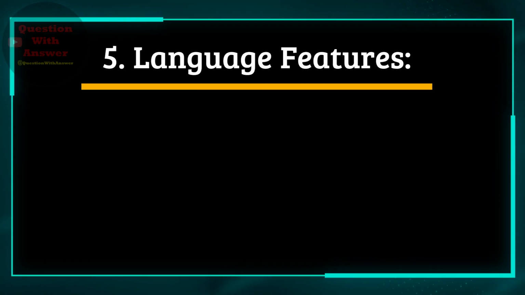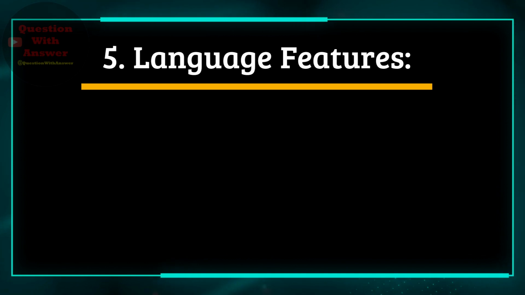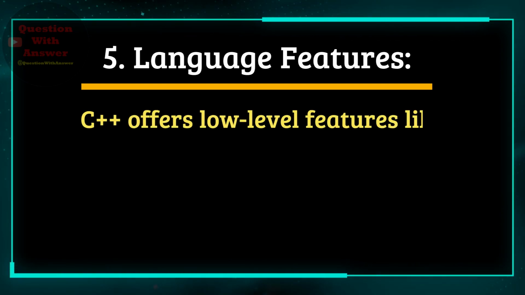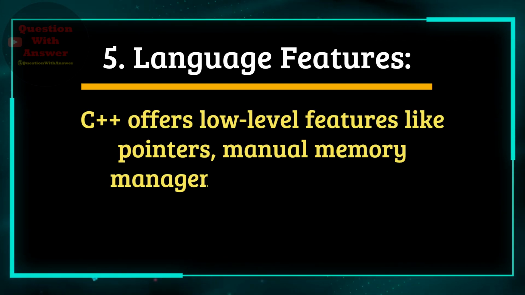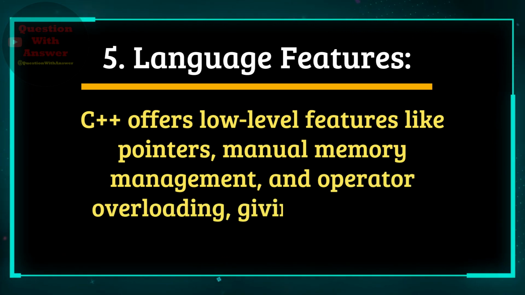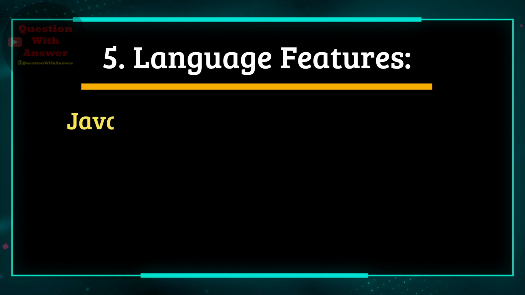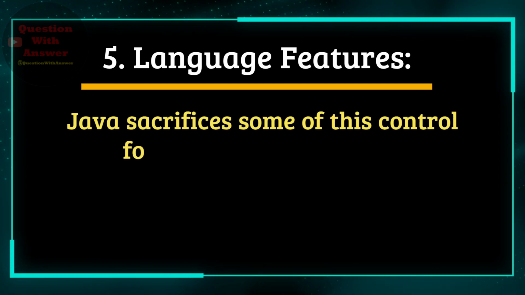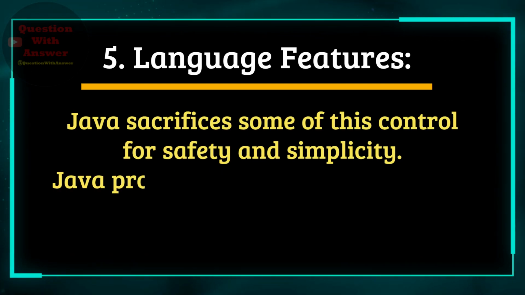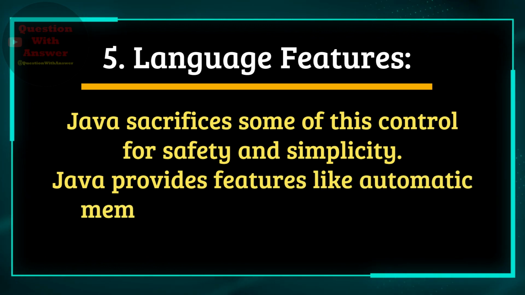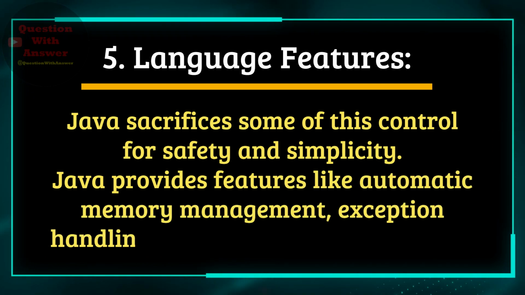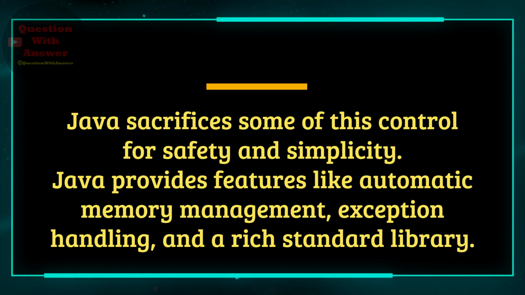5. Language features. C++ offers low-level features like pointers, manual memory management, and operator overloading, giving developers more control over system resources. Java sacrifices some of this control for safety and simplicity. Java provides features like automatic memory management, exception handling, and a rich standard library.